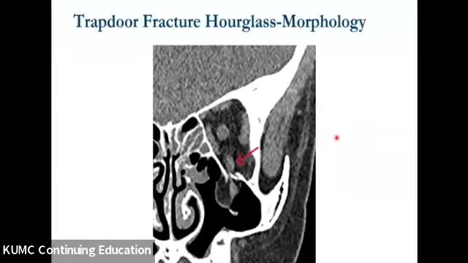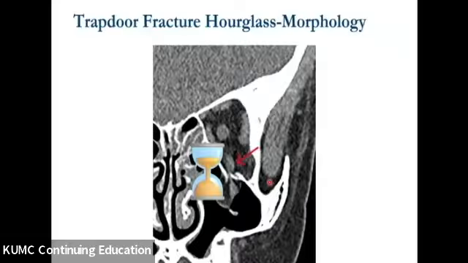So here's a case of a trapdoor fracture. You can see here's the bone flap, that inferior orbital blowout fracture. At one point that extended inferiorly, and when it returned into its original position, it trapped the waist of the inferior rectus muscle. A lot of people say that this resembles an hourglass morphology, which I think fits pretty well.